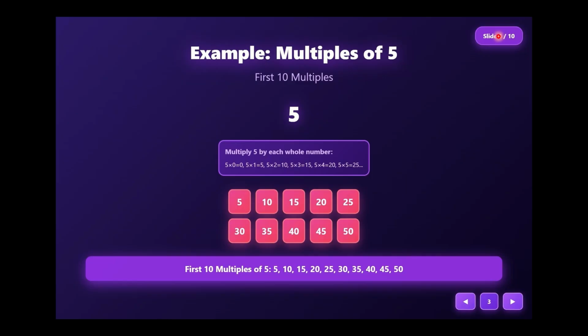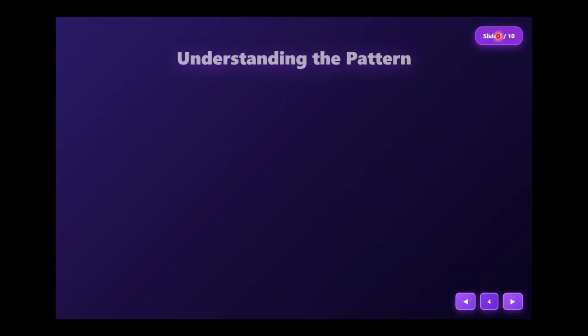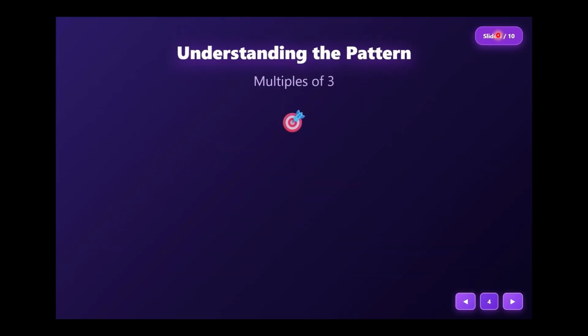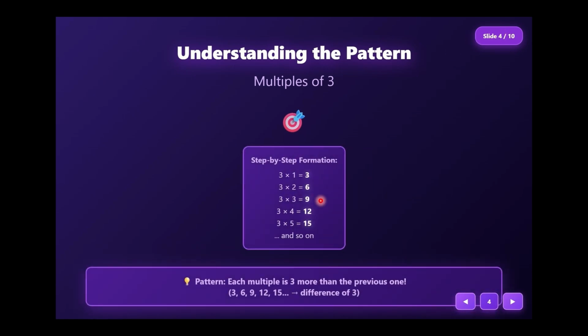Now let's see this pattern with the number 3. 3 times 1 equals 3. 3 times 2, 6. 3 times 3, 9. 3 times 4, 12. 3 times 5, 15. Do you see it? Each multiple is exactly 3 more than the previous one. 3, 6, 9, 12, 15. The difference is always 3. This pattern makes it super easy to find the next multiple. Just add 3 to it.